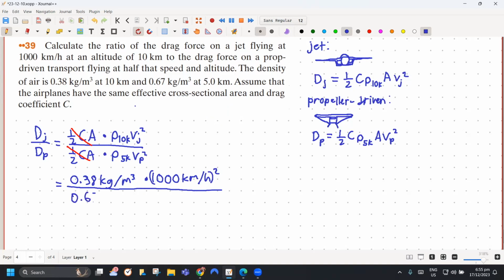Why is the air denser? Okay, so there's the troposphere first. 500 kilometers per hour.